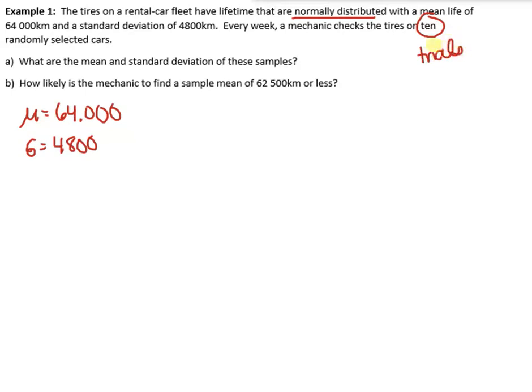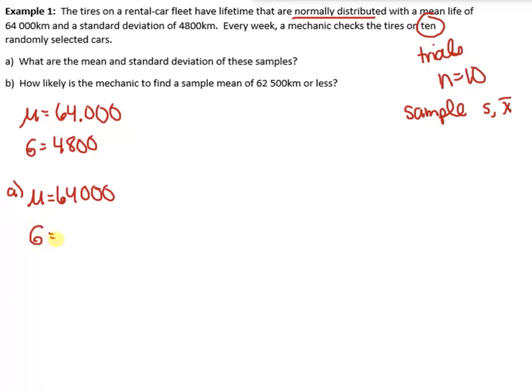So this is the number of trials, n equals 10, right? In regards to the 10, this is just a sample. It's not a population, so we're going to use s and x bar. What are the mean and standard deviation of these samples? The mean is going to be the same, 64,000.